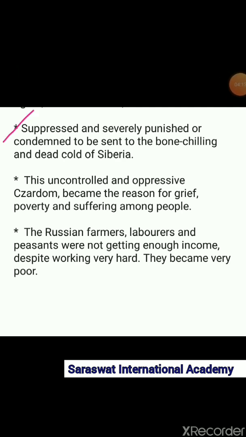Next, suppressed and severely punished or condemned to be sent to the bone chilling and death cold of Siberia. Now what they are saying over here is, if a person was demanding at that time from the Caesar, what was the Caesar doing? The Caesar was punishing. They were tortured, suppressed, severely punished. And what type of punishment was being given to them? Bone chilling and death cold of Siberia.